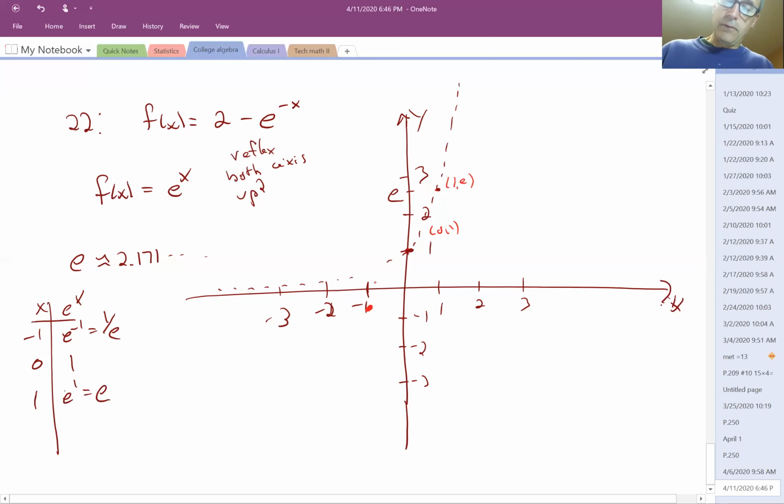Let's take this point, -1, 1 over e. Reflected on the x-axis comes down here. Reflected on the y-axis comes over here. Up 2 comes here. Comes about here. Yeah, I lost track now. Yeah, I think we're going to do something like this. And it looks just something like that.